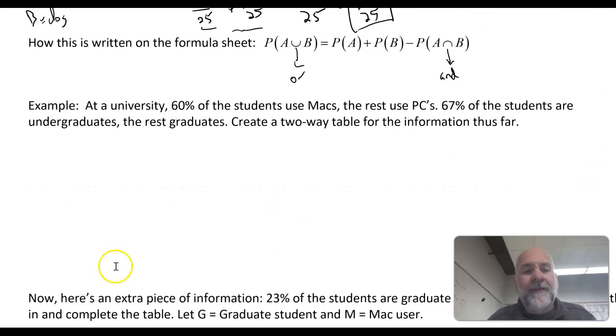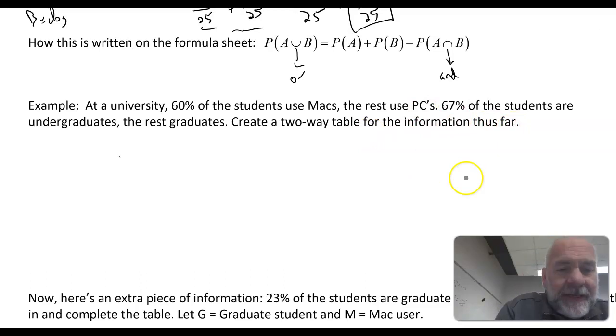So here's an example. It says, at a university, 60% of students use Macs. The rest use PCs. 67% are undergraduates. The rest are graduates. Create a two-way table for the information thus far.